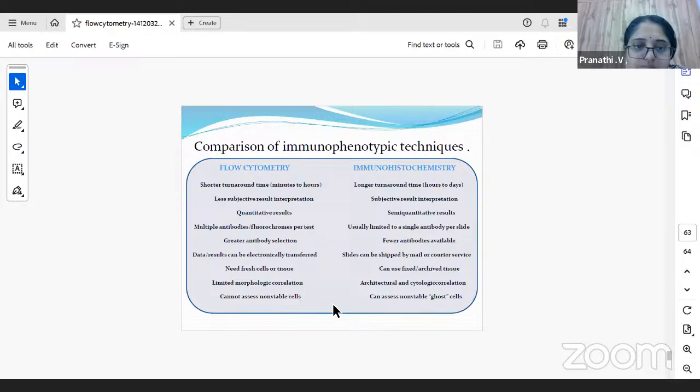mimics that cancer cell. So when you're comparing different immunophenotypic techniques, you have flow cytometry and immunohistochemistry. Flow cytometry takes a shorter time, but histochemistry is going to take longer. Histochemistry is preparation of a slide and looking at it using a microscope. Whereas in flow cytometry, you can detect it quite quickly, within hours. So result interpretation is also going to be quick, because you know what kind of cancer is already there, with the different specific markers that are being used.